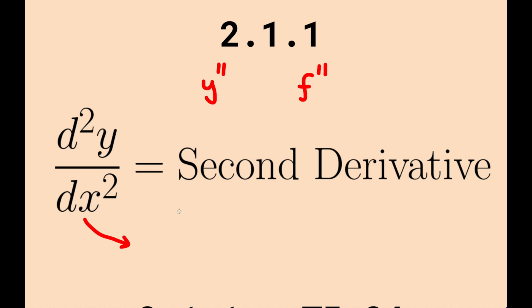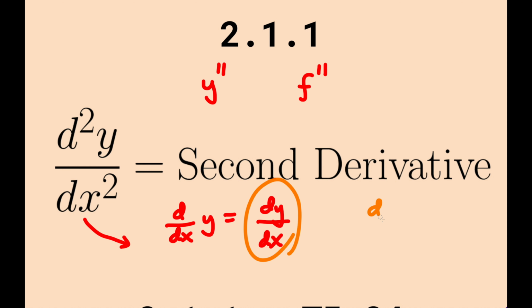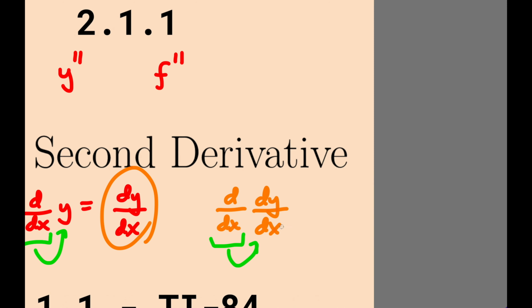Where this comes from is if you did the derivative of y, you end up with dy over dx. Okay, well let's do the derivative of this derivative right here to get the second derivative. So we're going to repeat the process, the derivative, only this time we're doing the derivative of the derivative. And if you remember, we just talked about this a second ago, but this right here means take the derivative of whatever's after it. It's the derivative operator.